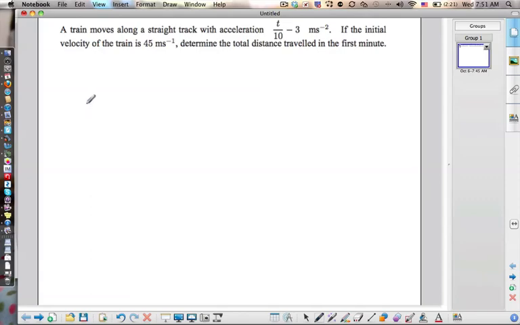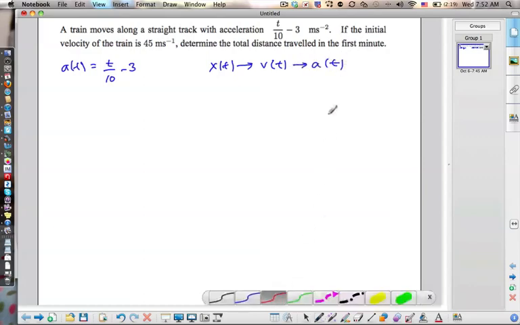The kinematics problem, and this one's a little bit different because we're starting all the way back at acceleration. So we're given the acceleration is t over 10 minus 3. And if you remember, we start in position, the derivative of position is velocity, so v of t, and the derivative of velocity is acceleration.